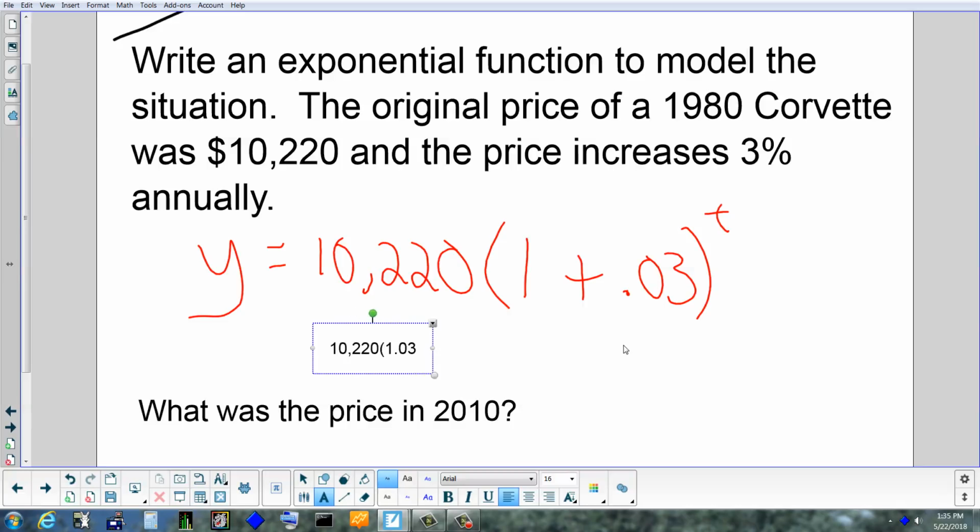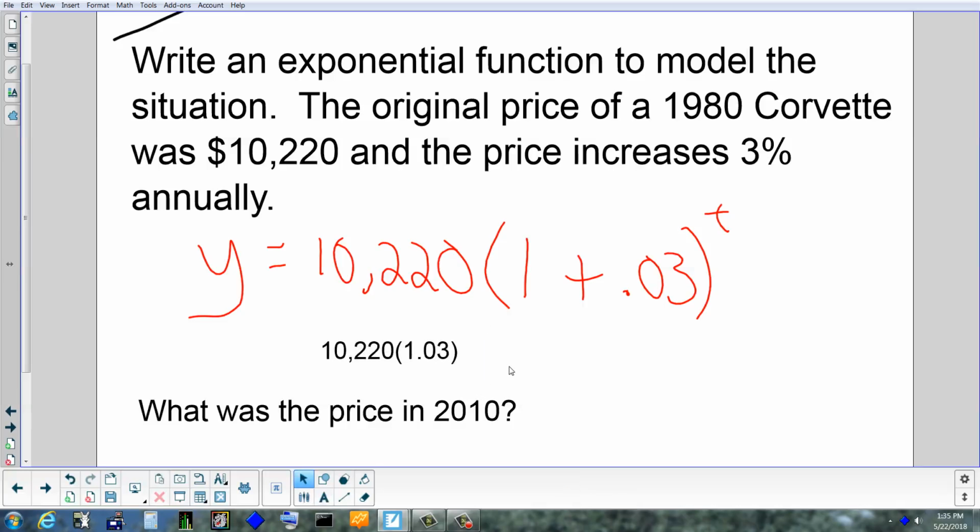So like Mr. Hager just put, what was the price in 2010? 10,220. So we have to figure out, Mr. Fairbanks, how many years have gone by since the car was purchased till this date? 38. So 1980 to 2010. Oh, 30. You are right saying that though, 38 if it was 2018.